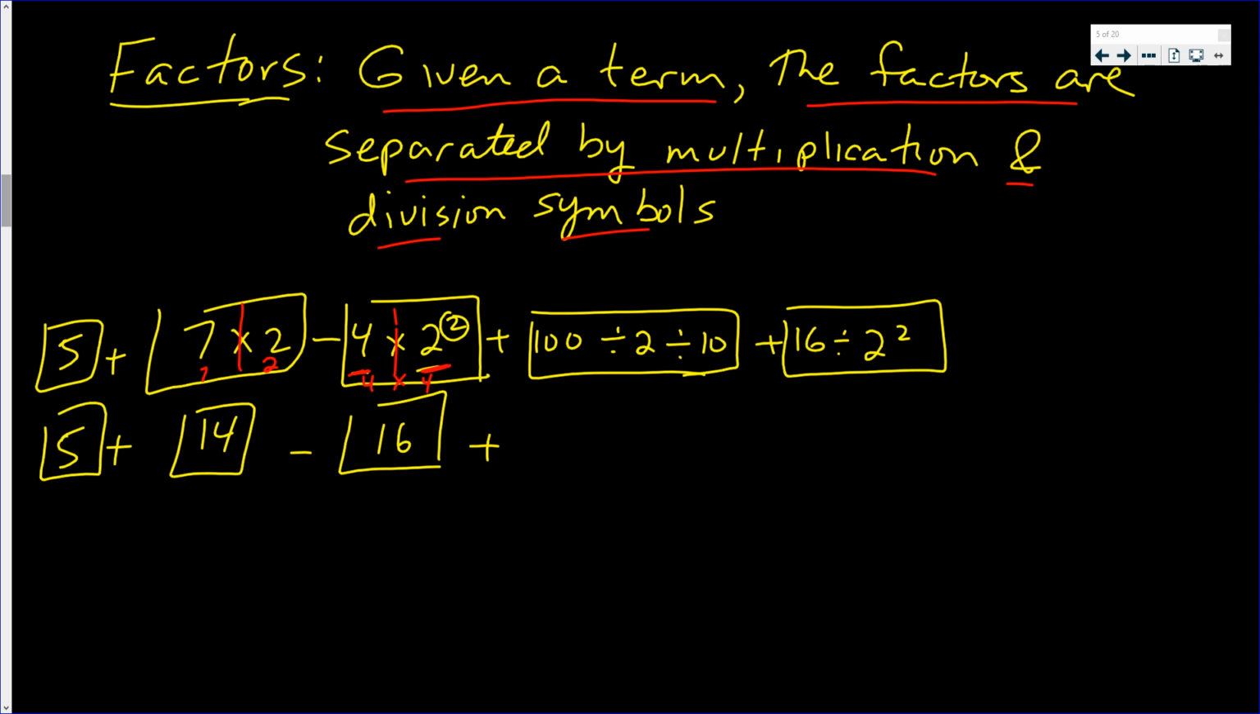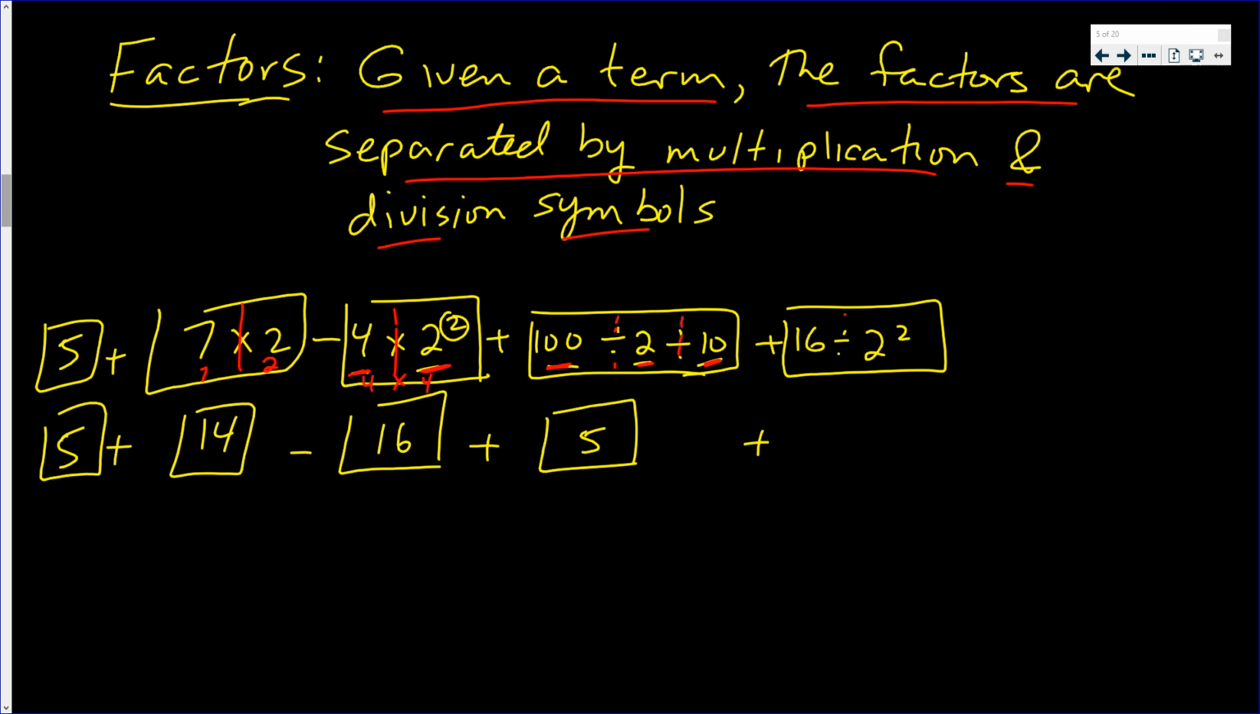On to the next term. 100 divided by 2 is 50. And 50 divided by 10 is 5. Now, let me do that one a little bit more slowly. There's where it's split up. Well, I know what 100 is. I know what 2 is. I know what 10 is. So I didn't really have to do any serious calculations there. Unlike for the next one.